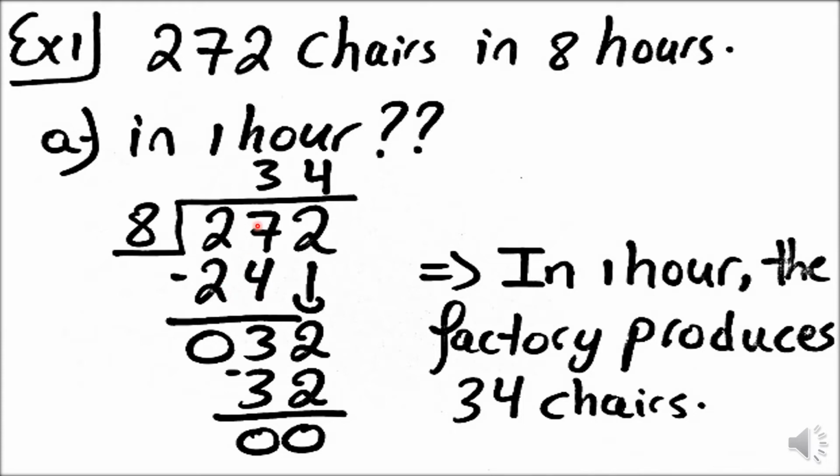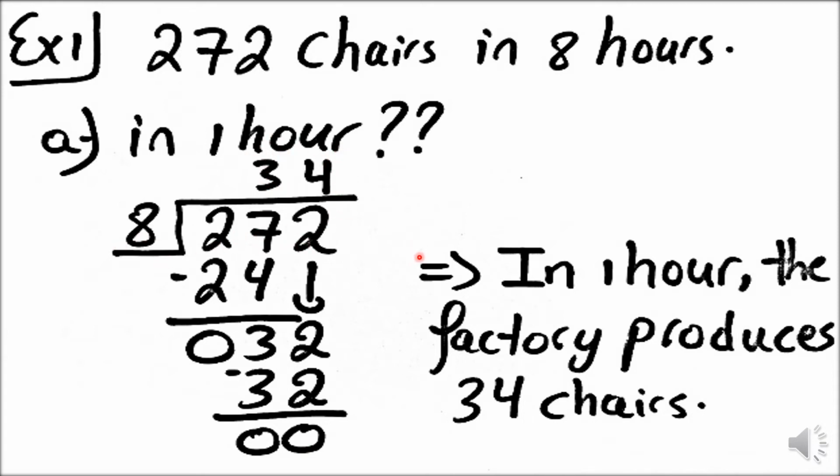Now I have to subtract. 7 minus 4 equals 3. 2 minus 2 equals 0. I bring down the 2. Since I brought down a digit from the dividend, I should repeat the long division process. So here I ask myself, how many 8s do I need to get 32 or almost 32? 8 times 4 is 32. 8 times 5 is 40. It's obvious I have to use 8 times 4. I place the 4 in the quotient next to the 3. 32 minus 32 equals 0. So when we divide 272 by 8, we get 34.